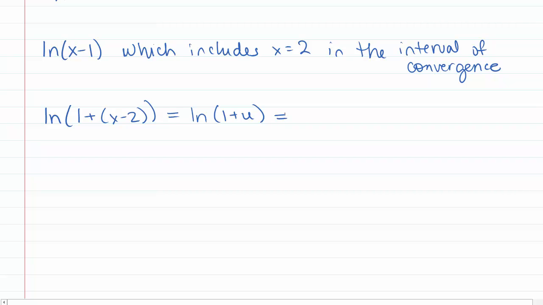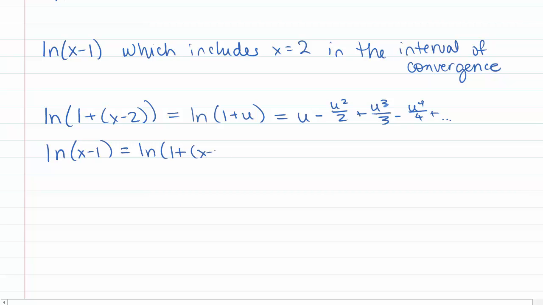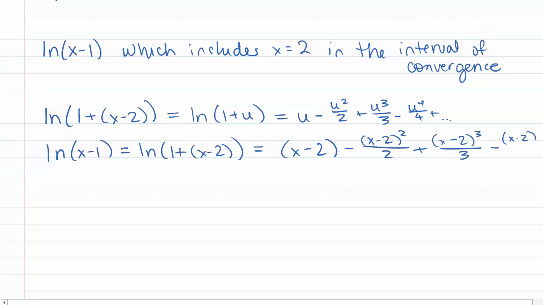And we know the power series for that. That's u minus u squared over 2 plus u cubed over 3 minus u to the fourth over 4 plus dot dot dot. And so we can say that the natural log of x minus 1 equals the natural log of 1 plus (x minus 2), which is equal to (x minus 2) minus (x minus 2) squared over 2 plus (x minus 2) cubed over 3 minus (x minus 2) to the fourth over 4 plus dot dot dot.